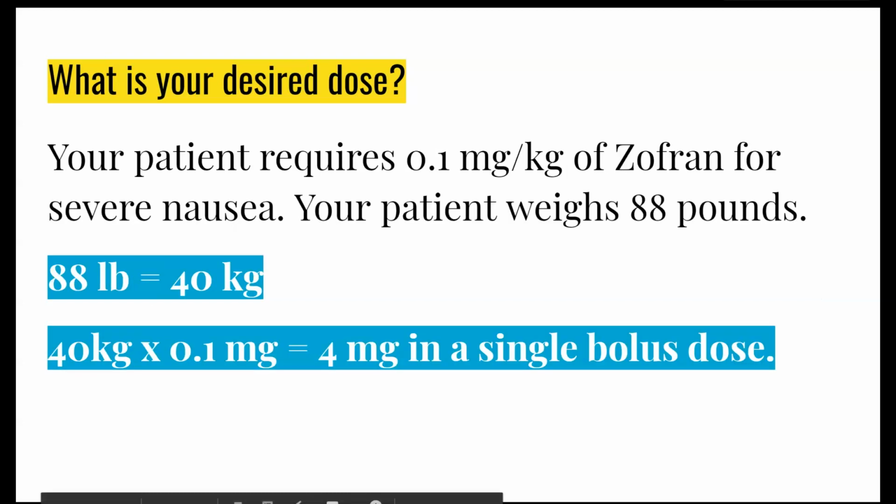If your patient is 88 pounds and you need to give them 0.1 milligrams per kilogram of Zofran, the first thing you need to do is make sure that you know how much that patient weighs. So 88 pounds is 40 kilos. Then you take 40 kilos and multiply it by 0.1. In case people have forgotten how to multiply decimals, we'll go over that again in a little bit, and I'll write it out for you.